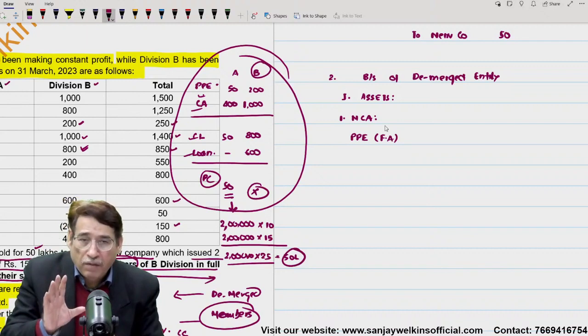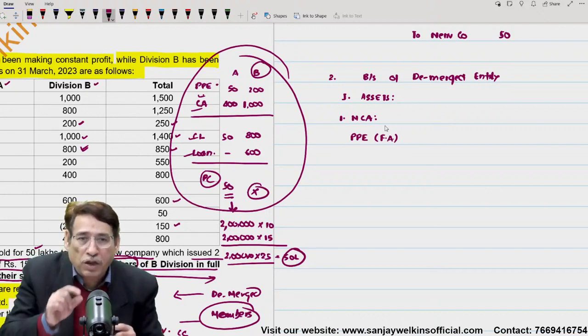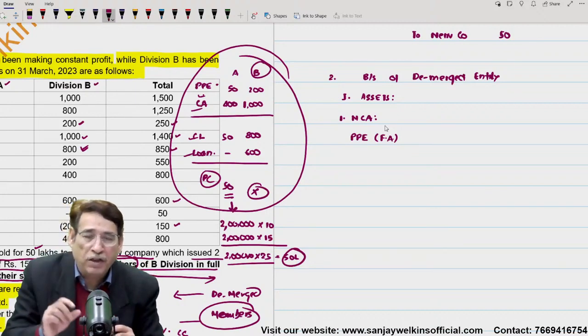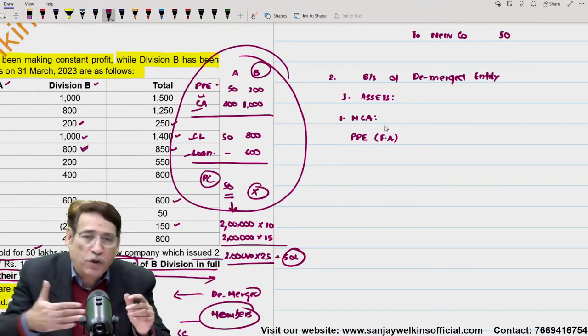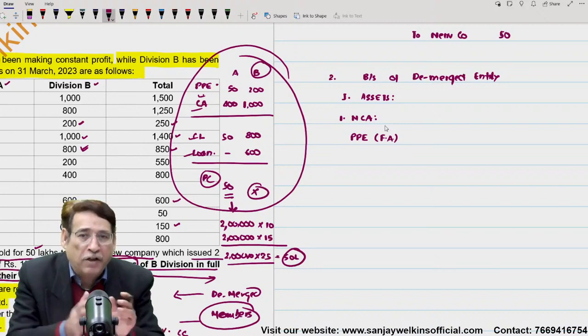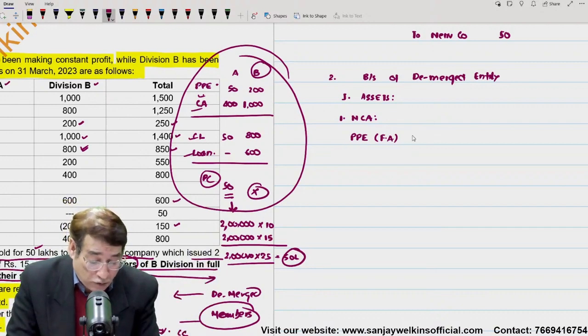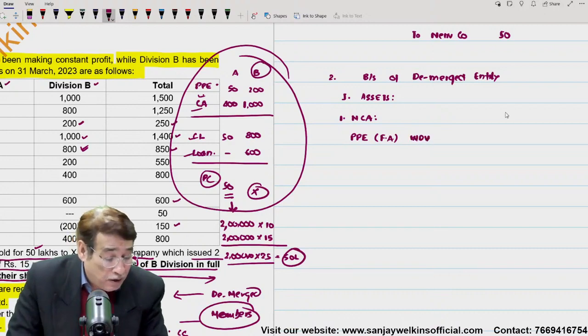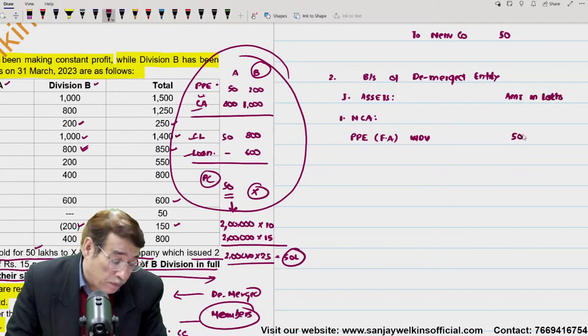Now, there were two divisions. You can look into the balance sheet. In the column of the total, the third item is being reflected as 250. This is the total of the written down value of property, plant and equipment. Out of 250, you have transferred 200 worth of property, plant and equipment at written down value to the other entity. So you will be left with property, plant and equipment at written down value of 50. Correct? So you will write here amount in lakhs, and the amount will be 50. Is it clear to you?